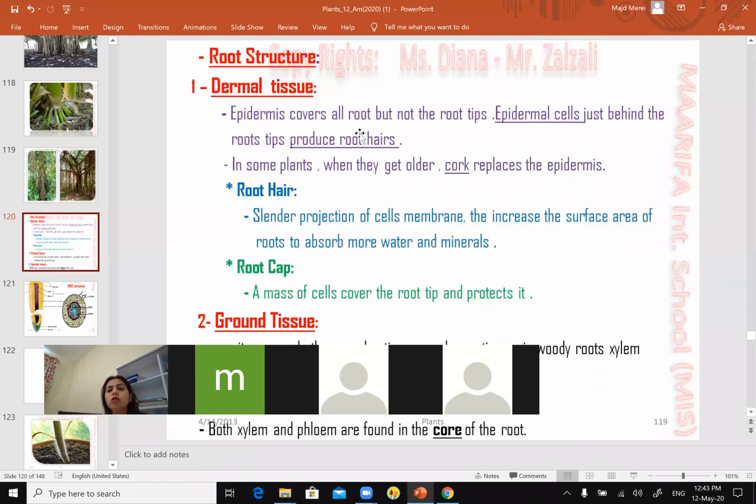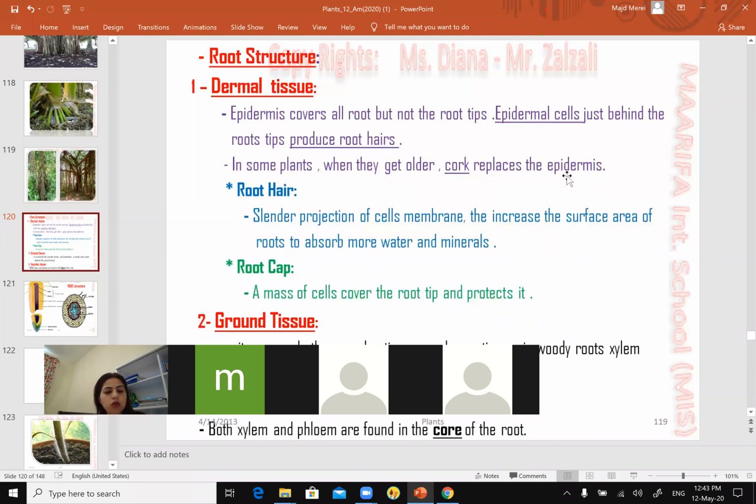Epidermis covers all root, but not the root tips. Epidermal cells just behind root tips produce root hairs. In some plants, when they get older, cork replaces the epidermis. Okay? Do you have any question about the differences between cork and epidermis?